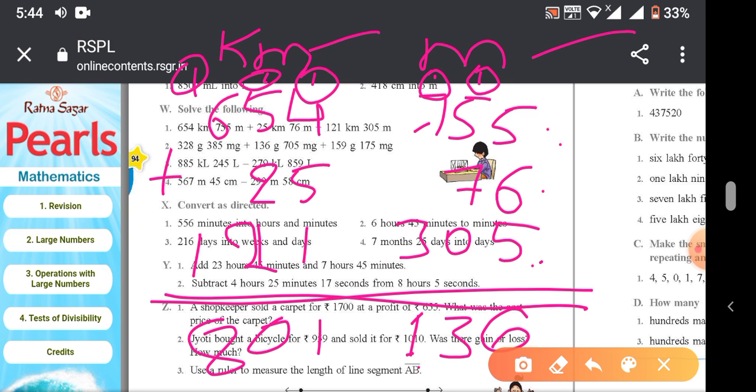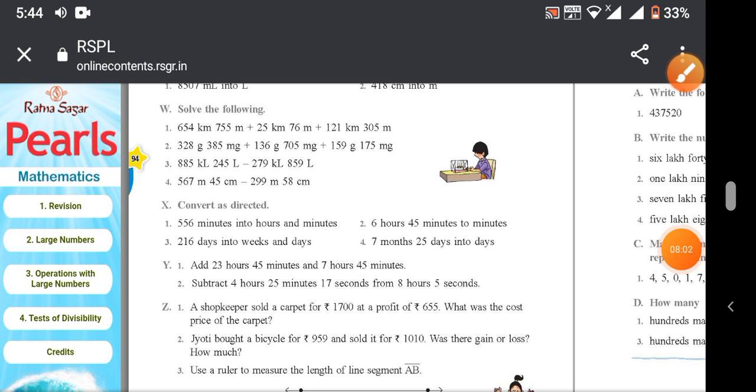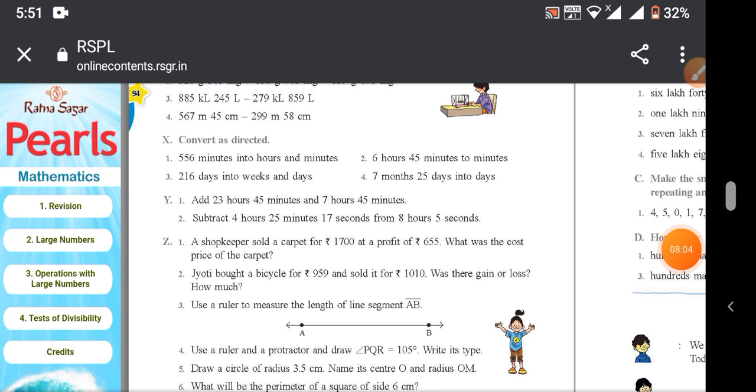Next, you can solve the second, third, and fourth. I will also send the sums and the answers. You can verify your answers with my answers. Okay, next, convert as directed.